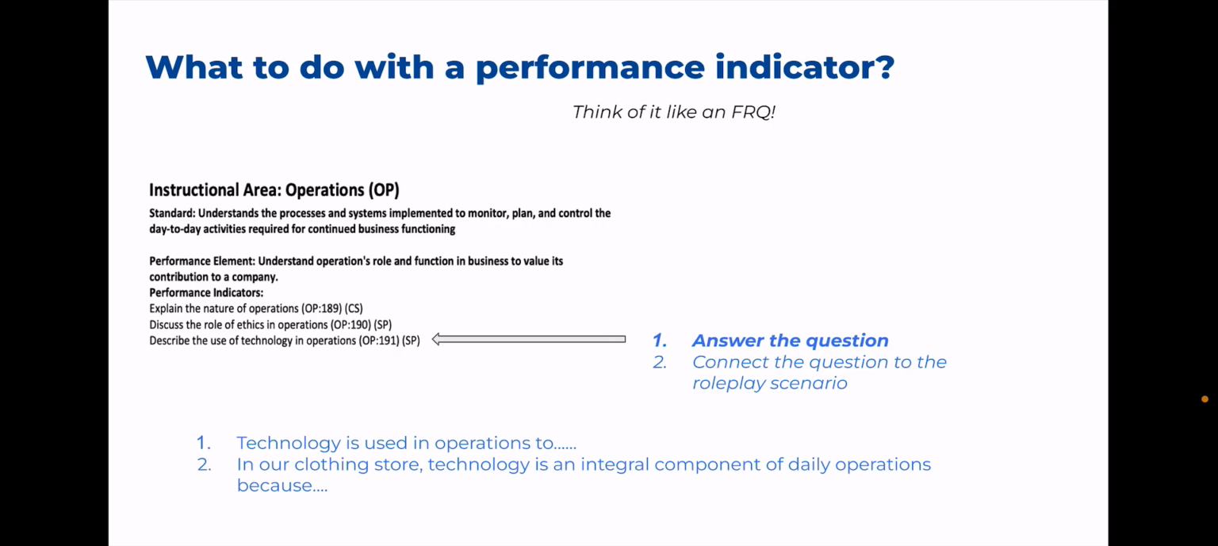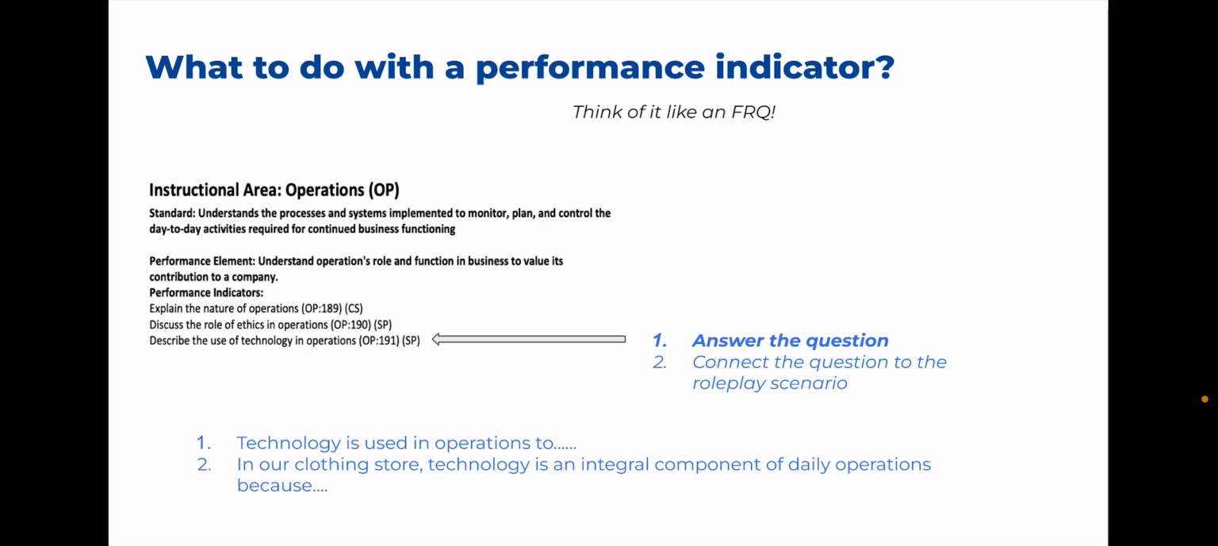And this is a quick refresher. What do you do with those performance indicators? The best way to do it is think of it like an FRQ for an AP class. You usually define key terms, then answer the question, and then give an example. But in this case, in place of an example, you're connecting it back to your scenario.